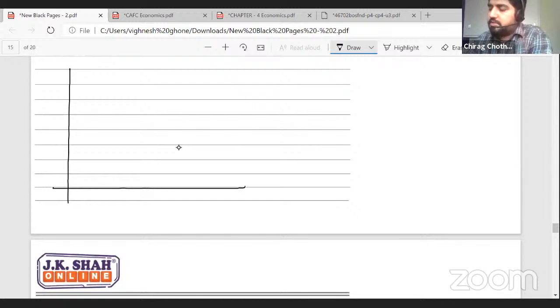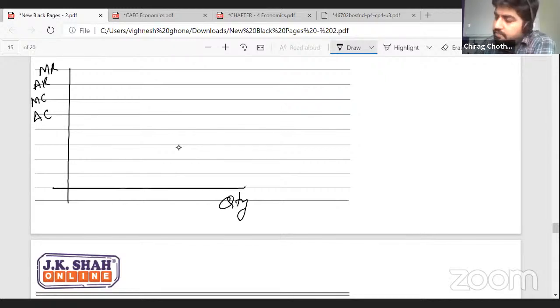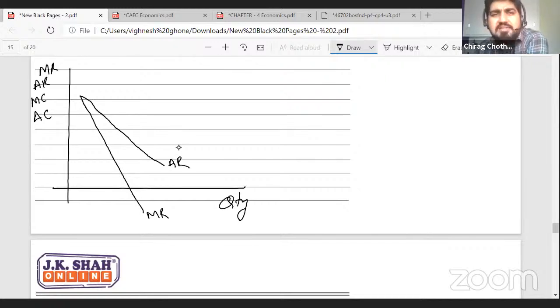So let's begin. Here we have MR, AR, MC, and AC in order to determine whether we are having profit or loss. On the x-axis we have quantity. So how are the MR and AR curves? Both are downward sloping, yes or no? This will be our MR curve, which is downward sloping certainly. And the next one is our AR curve. This is also downward sloping, but not as fast as MR.